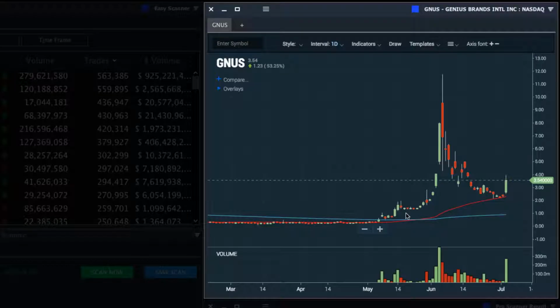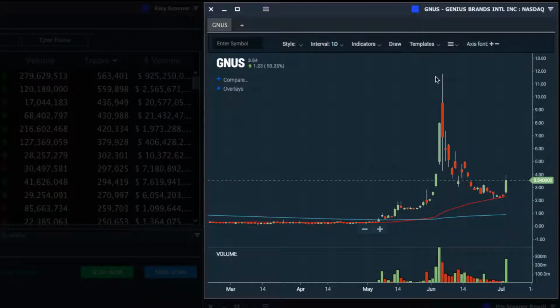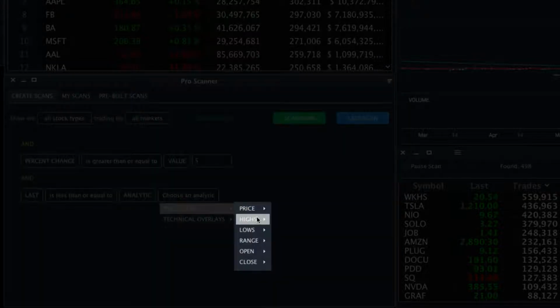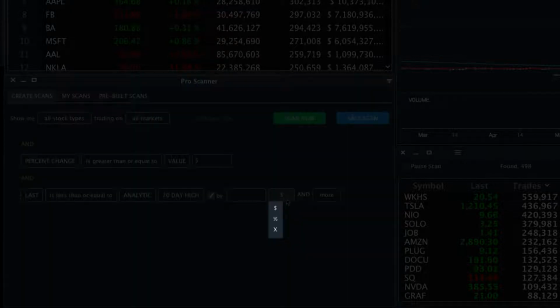But what we're really looking for is a stock where it ran up considerably and came back down and started making moves. So the next rule adds based on new highs. Once again, this is where the reverse engineering process becomes more of an art. We can see that GNUS is considerably below its recent highs. So let's say price data, last price, is less than or equal to the analytic. We'll choose a high of, let's say, 20 days. In this case, we can see it came from 12 to 3, so let's say 50% or more.